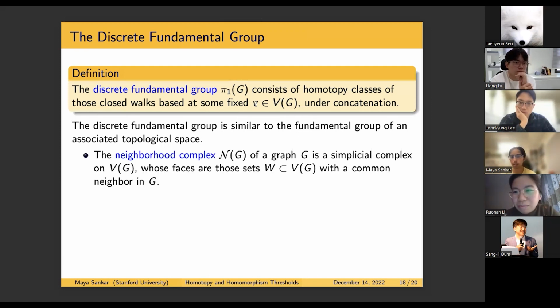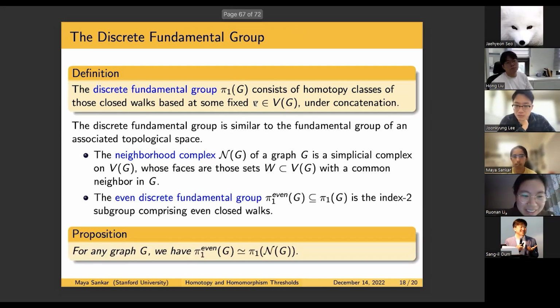So we're going to define the neighborhood complex of a graph. This is a simplicial complex whose faces are sets of vertices with a common neighbor. So we put a one simplex on any pair of vertices that share a common neighbor. We put a triangle on any three vertices that share a common neighbor, and so on. And the fundamental group of this turns out to be almost the same thing as the discrete fundamental group. It turns out to be the same as the even discrete fundamental group, which is the subgroup of even closed walks.